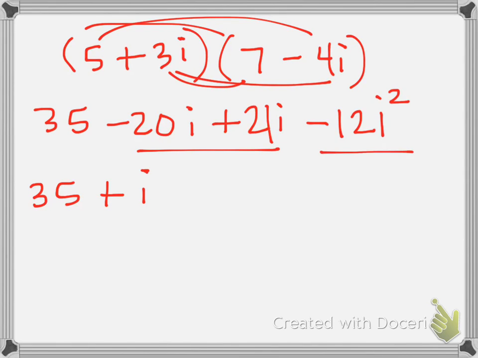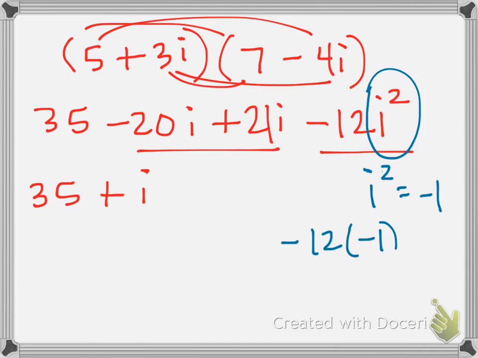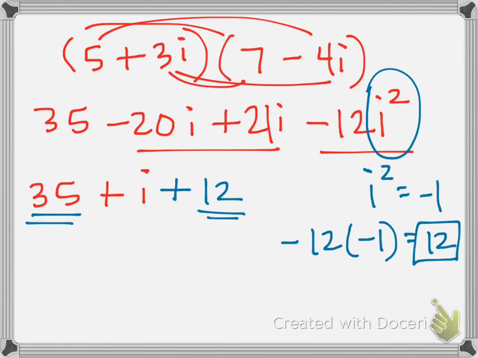And then you have this, and if you remember from the last video, we talked about i squared. i squared is defined as negative 1. So what I do here is I go negative 12 times negative 1, and that gives me positive 12. So then I combine the real parts. 35 plus 12 is 47 plus i.